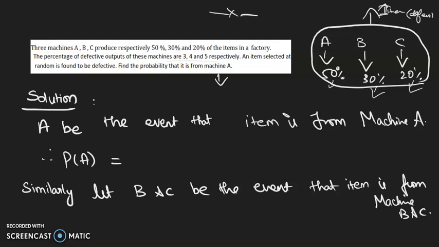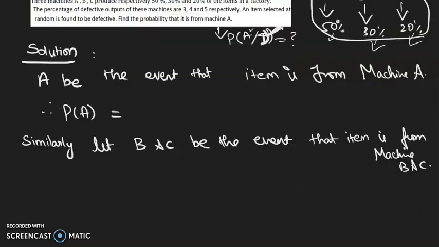So let D be the event of choosing a defective item. They are asking for A given D, because this is already done, I have already chosen a defective one. What is the probability that it's from machine A? So we are going to find P of A given D. Before finding that, we will find the individual cases.